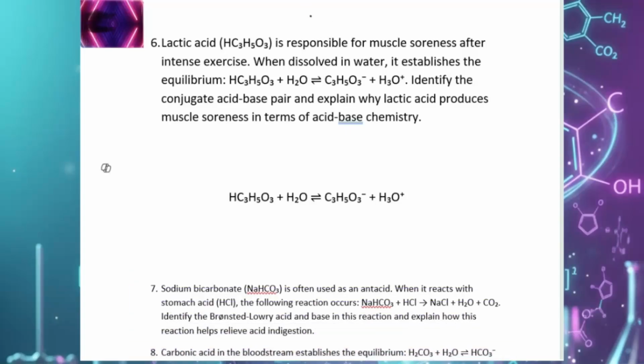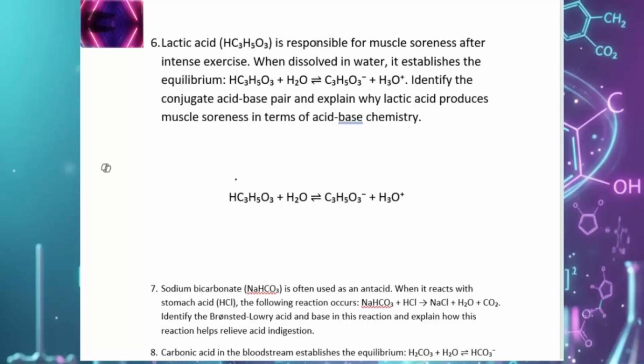Well, in this case, when it's dissolved in water, it establishes the equilibrium of lactic acid and water. As you can see on the other side, you have C3H5O3 minus plus H3O plus. Identify the conjugate acid base pairs and explain why lactic acid produces muscle soreness in terms of acid-base chemistry. Let me hear if you can give me the chemistry behind lactic acid. I am curious.